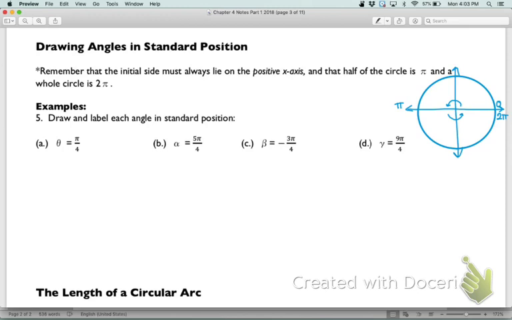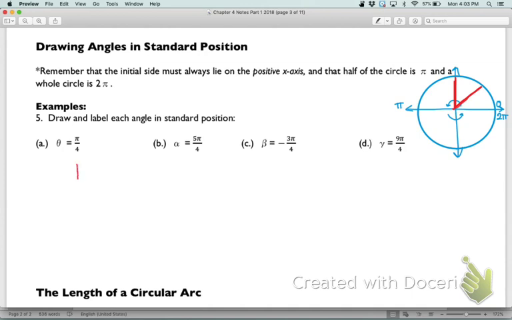So for example, pi fourths. Well, we need a fourth of the distance from 0 to pi. This distance here would be half, so a fourth is halfway there, so it would be somewhere like right here. So that's where we're going to draw this.